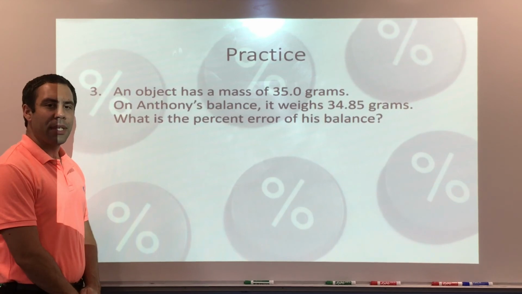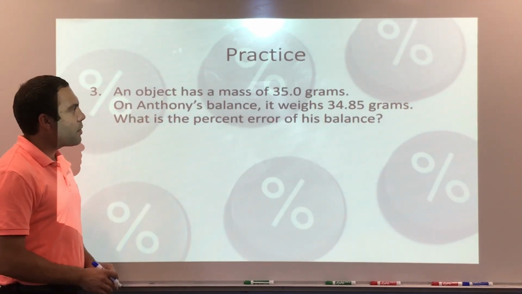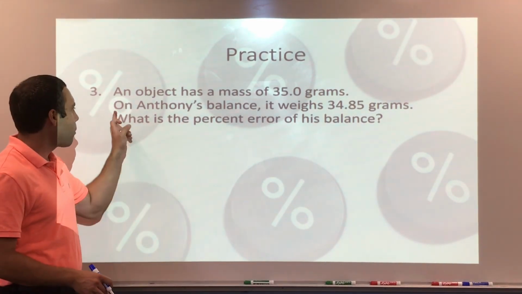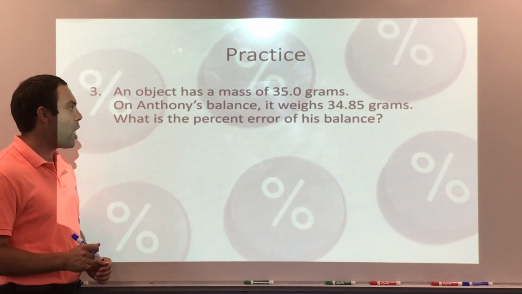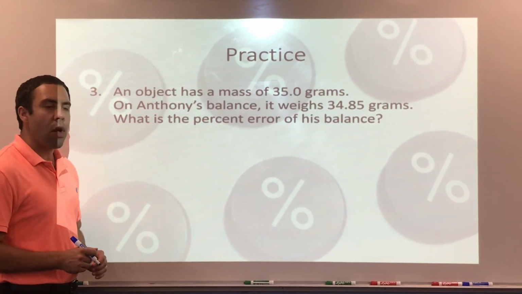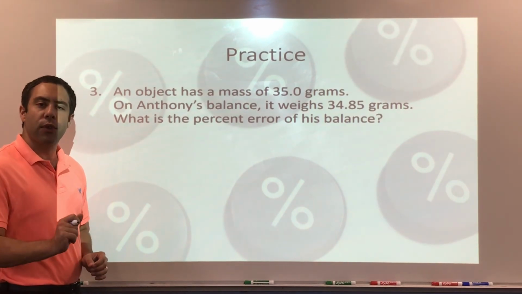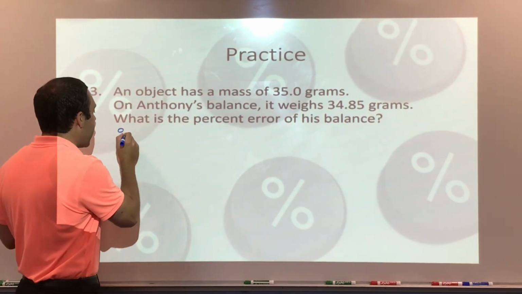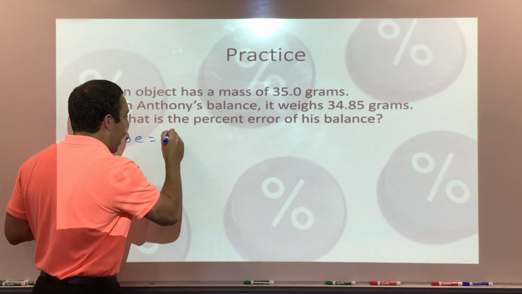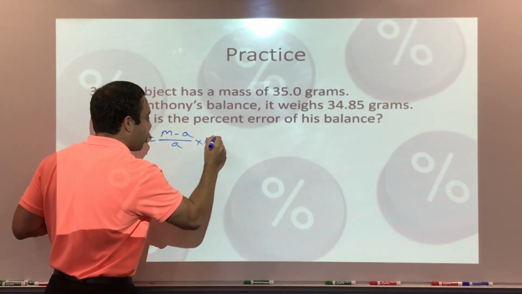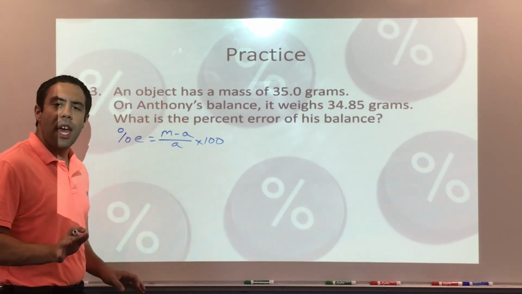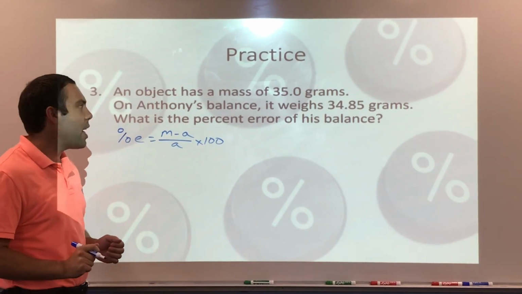Practice problem number 3 states, an object has a mass of 35.0 grams. On Anthony's balance, it weighs 34.85 grams. What is the percent error of his balance? First step, write the formula. Percent E equals M minus A over A times 100. Then we have to find the measured and accepted values.